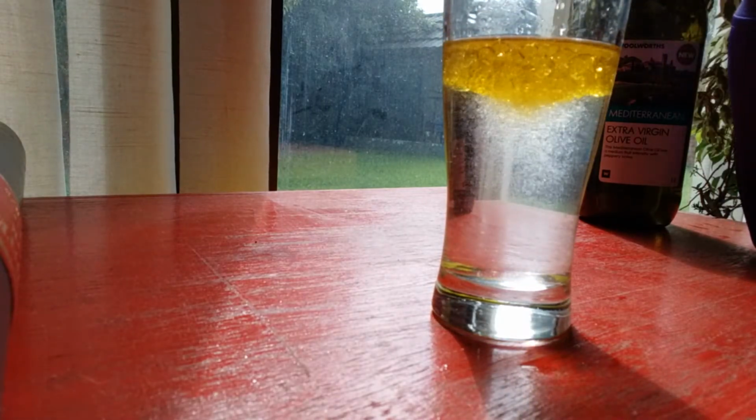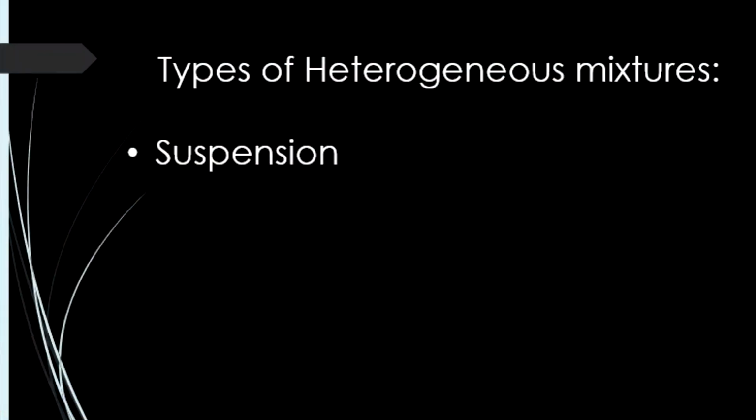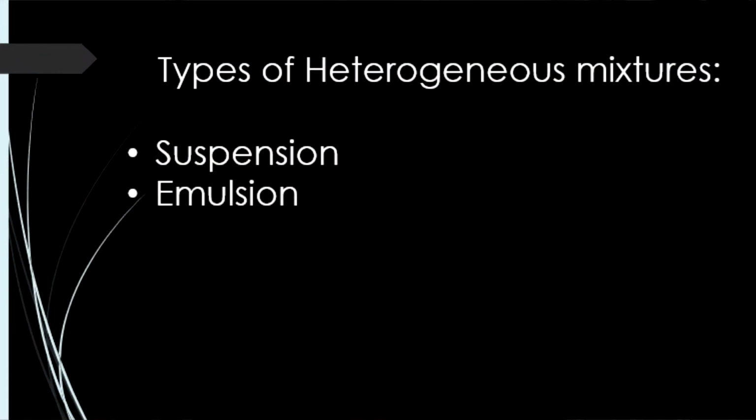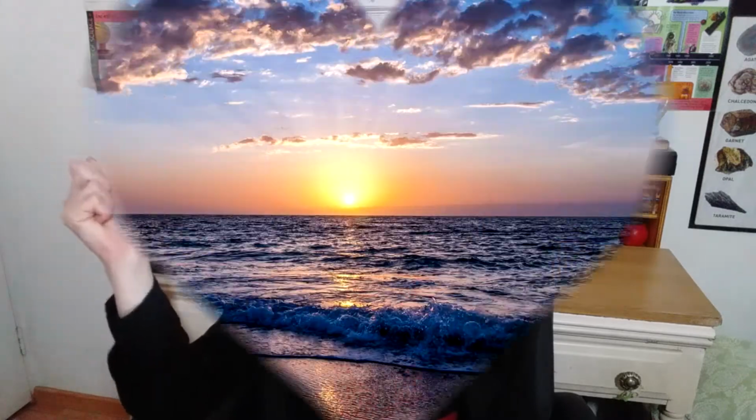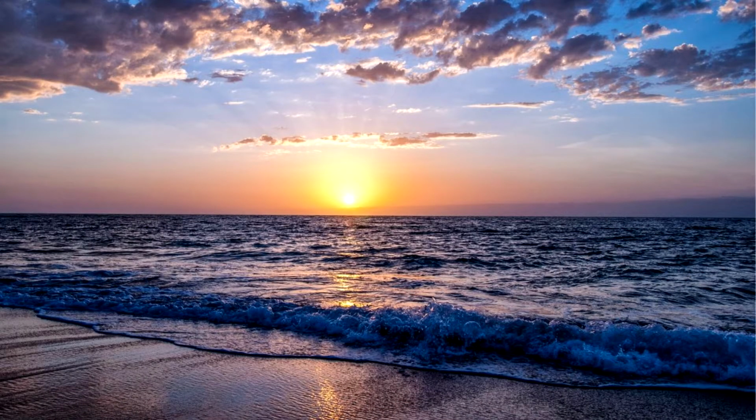Okay. Now, heterogeneous mixtures actually come with a little bit of extra jargon, and that would be a suspension and an emulsion. Let me explain. A suspension is a heterogeneous mixture of solid particles mixed with liquid. For example, sand and water, or at least that's what this textbook says, and proven by the existence of beaches.